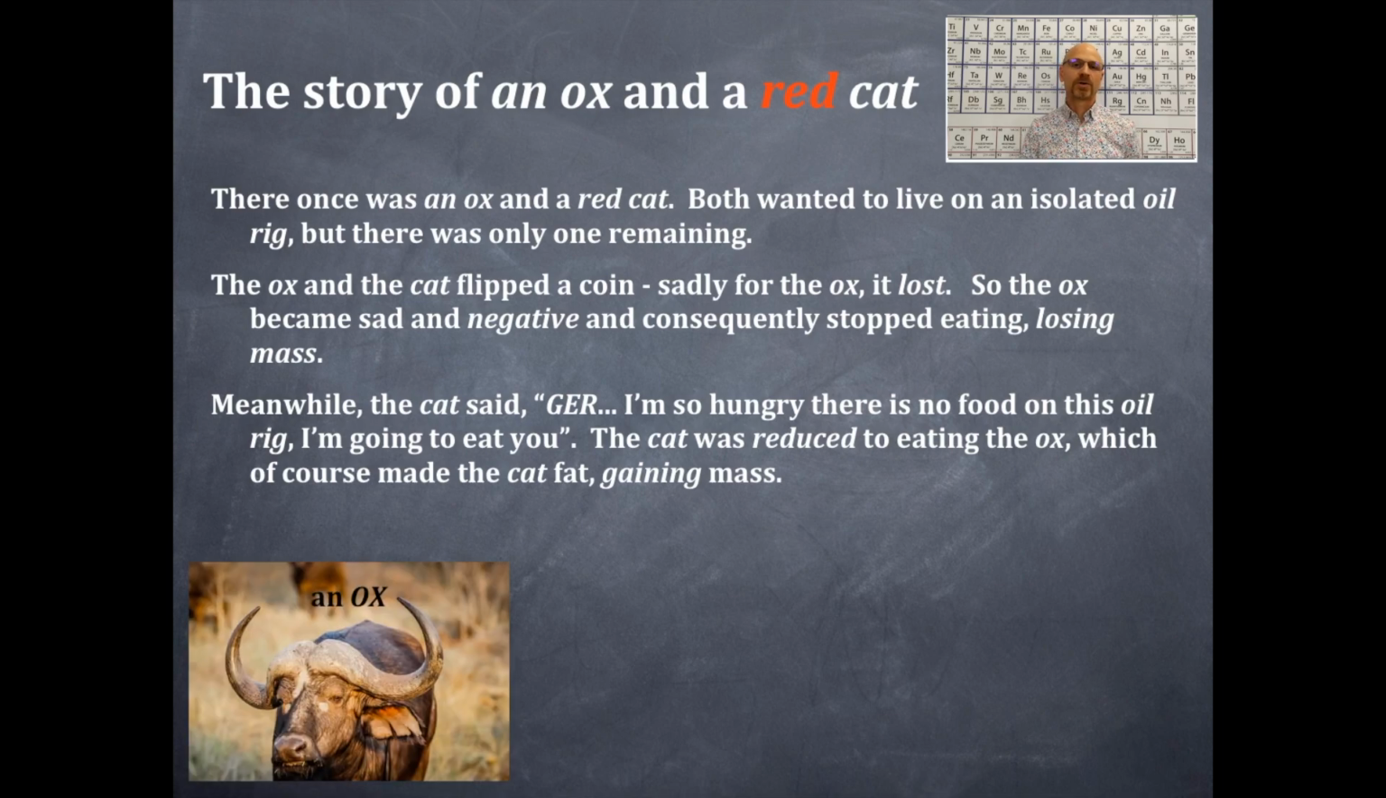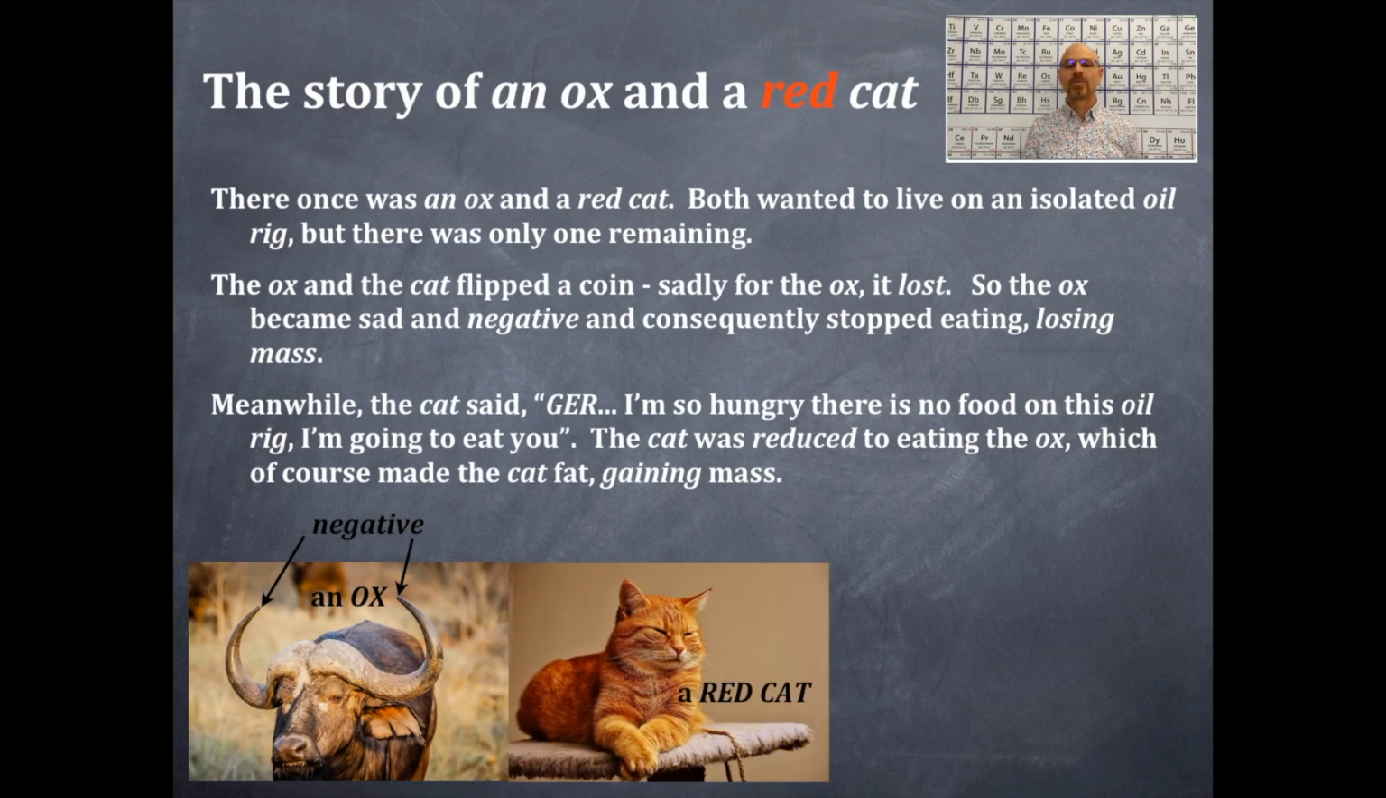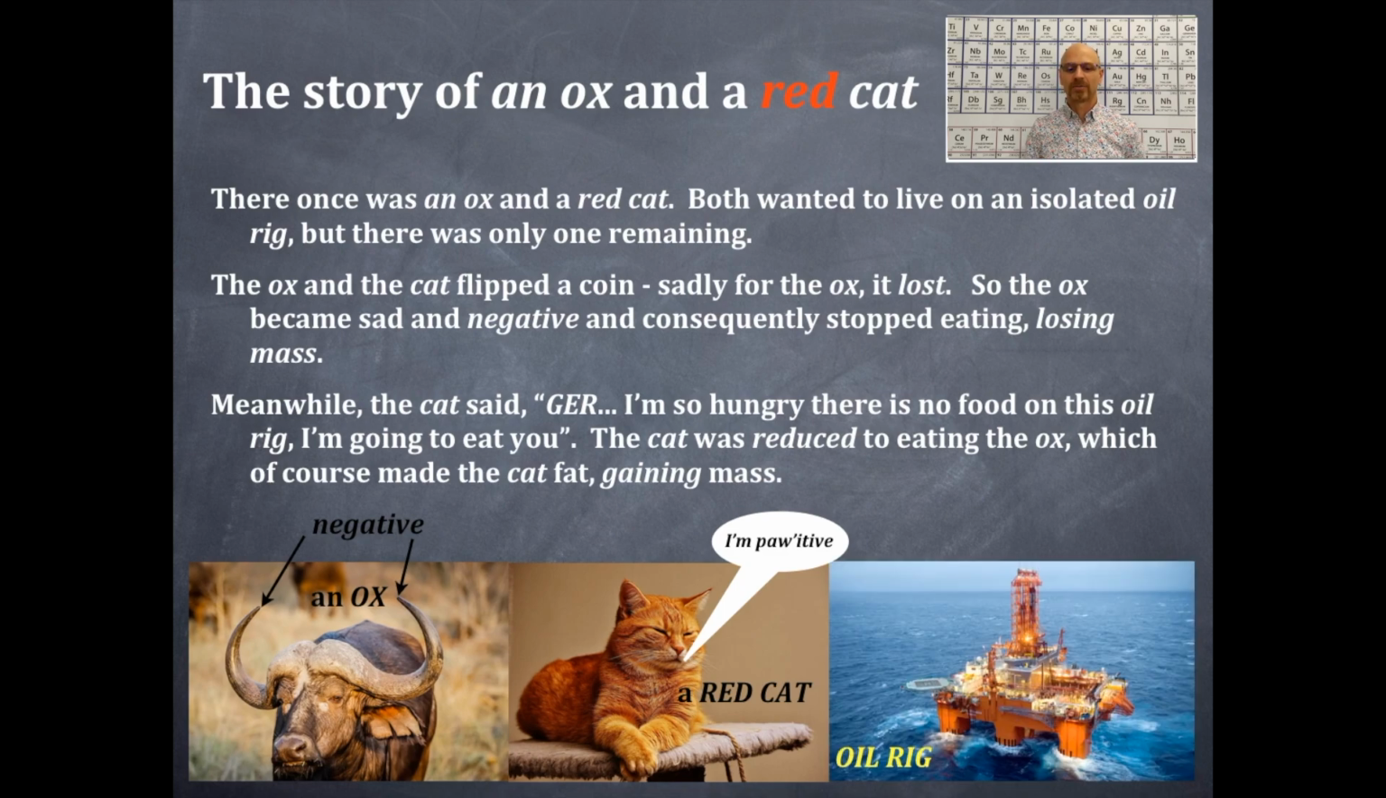There's an ox, and of course oxes have these pointy ends on the horns, and those are most certainly negative. There is a red cat, and what do cats say? They say grr, right? And of course cats are always positive. And there is an oil rig. An oil rig is oxidation is the loss of electrons, reduction is the gain of electrons, and that's why it's an oil rig. This is why this little story happens on an oil rig. So if you remember this story, then you can correlate what's happening with the oxidation half reaction and the reduction half reaction. That's the whole point of this entire story. Hopefully you enjoyed that story.